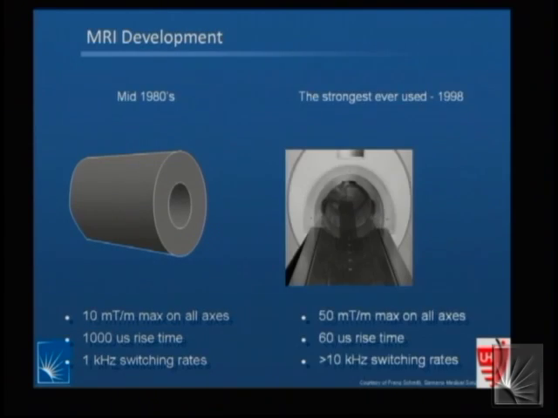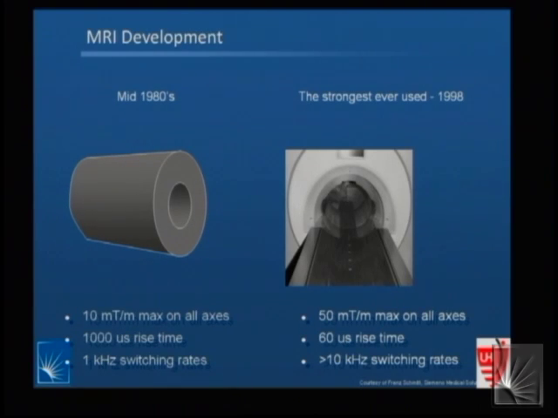And the implication here then is, if you look at what we've been able to do over the last 20 years or so, 10 millitesla per meter was about what we had when I started in the field years ago. It would take a millisecond to rise up to that limit, and I could turn them on and off at about 1 kilohertz switching rate.